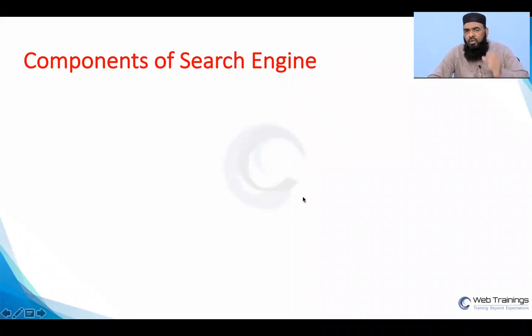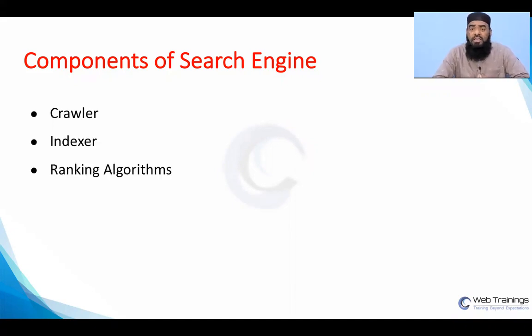First, the overview, the bird's eye view, as we call it. The first component of a search engine is the crawler. The second component is called the indexer. What it does, we will see in the next slides. And number three is the ranking algorithms.